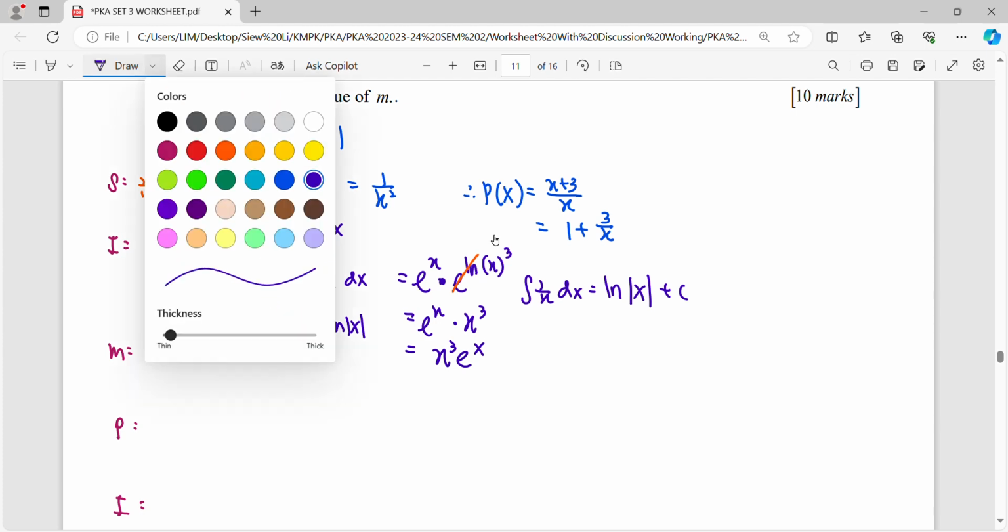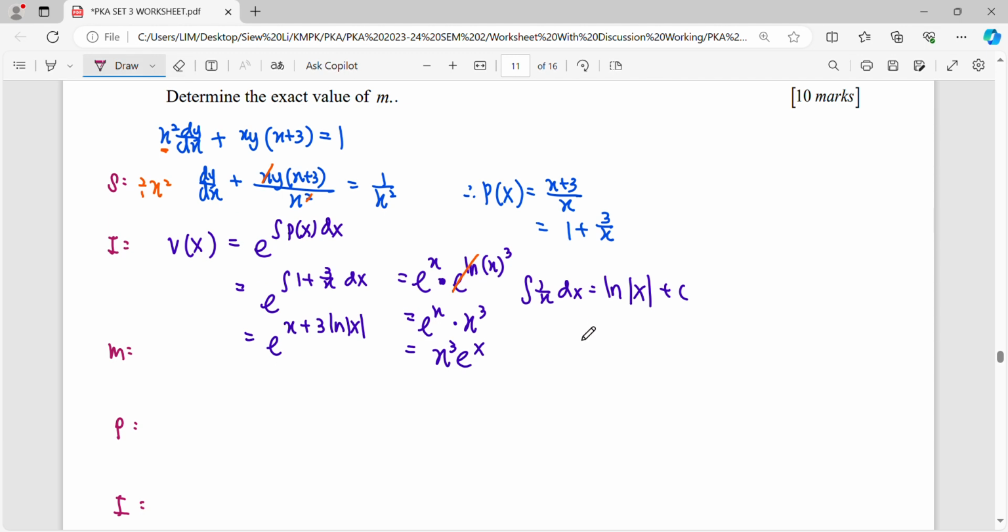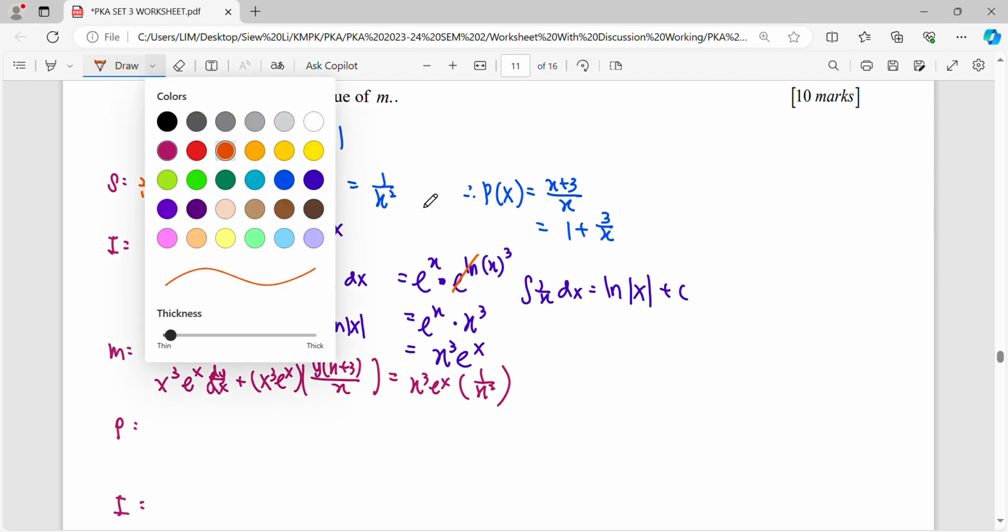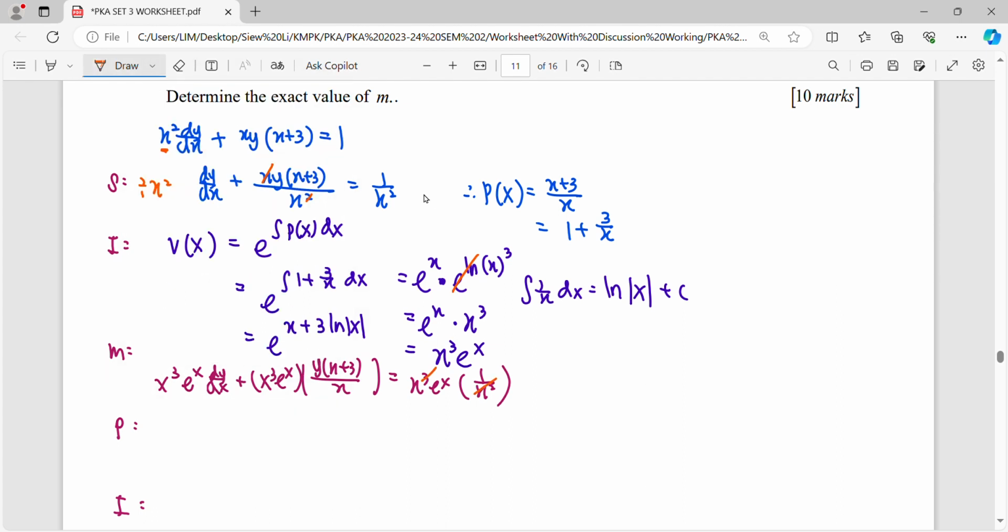Then we continue, multiplying this x cubed e to the power x back into the standard form equation here. It will be x cubed e^x times dy/dx plus x cubed e^x times y (x plus 3) over x, and then on the right hand side, x cubed e^x times 1 over x squared. The 1 over x squared here can be simplified when you multiply, leaving x e^x. Write your product rule.